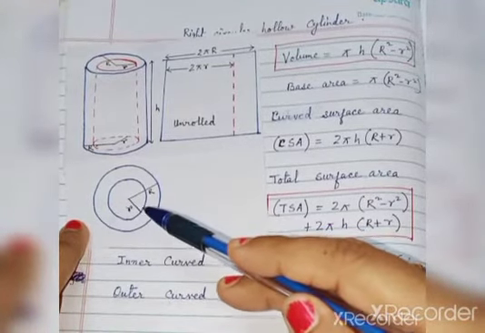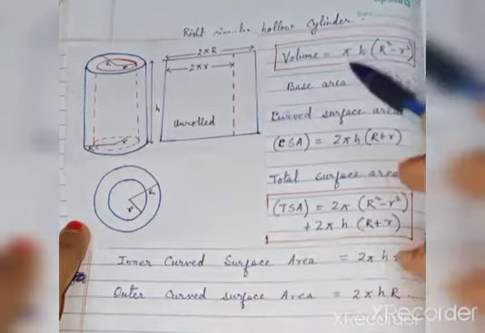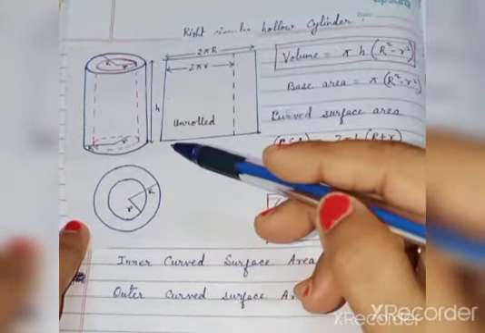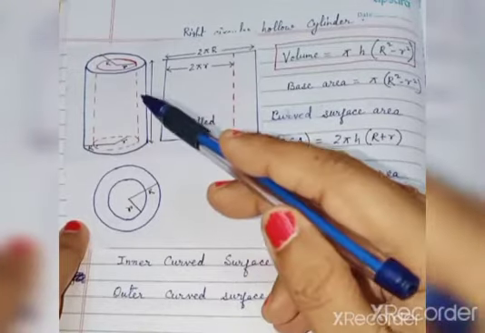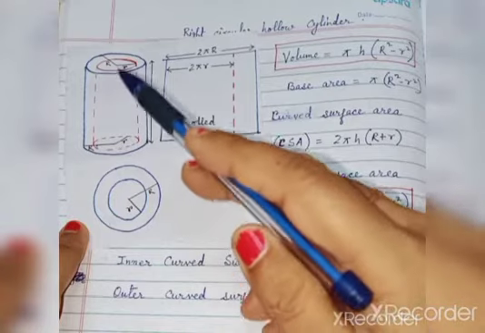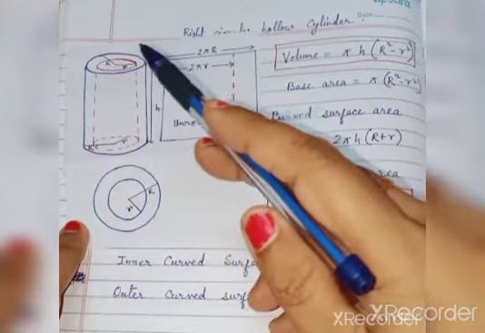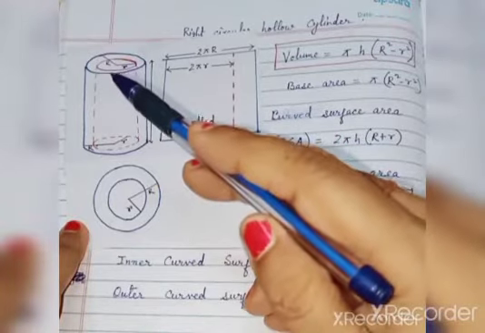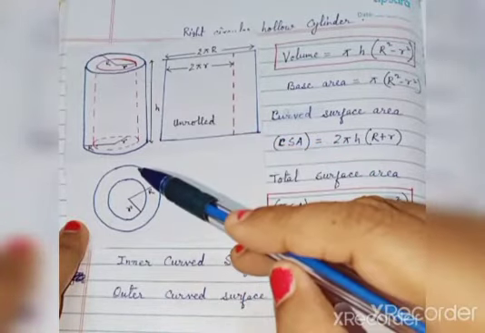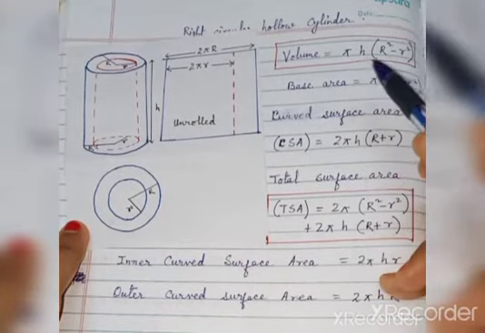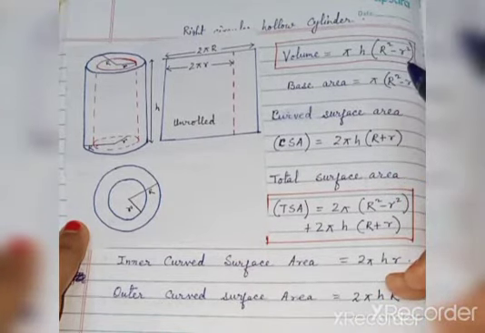So its volume will be: from the whole volume of the cylinder for the outer radius, we will take out the inner cylinder, then we will get the volume of the right circular hollow cylinder. Okay, so that's why the formula will be pi h into capital R square minus small r square.